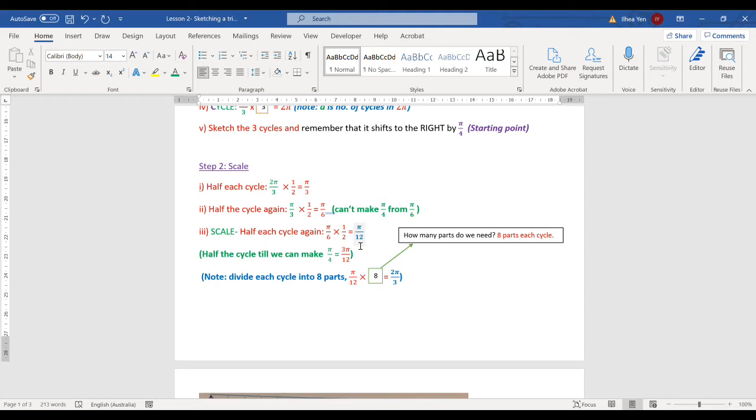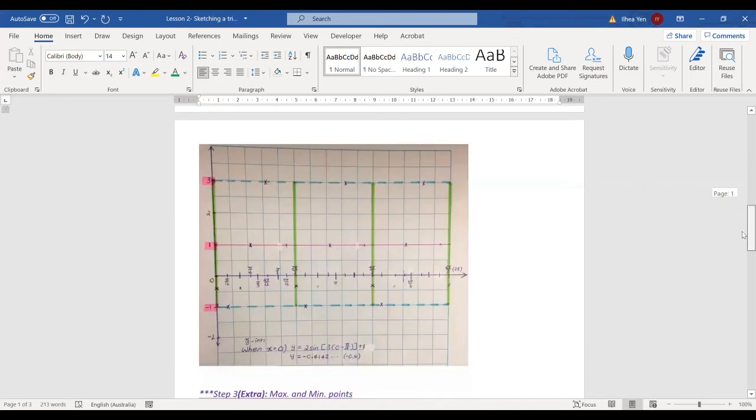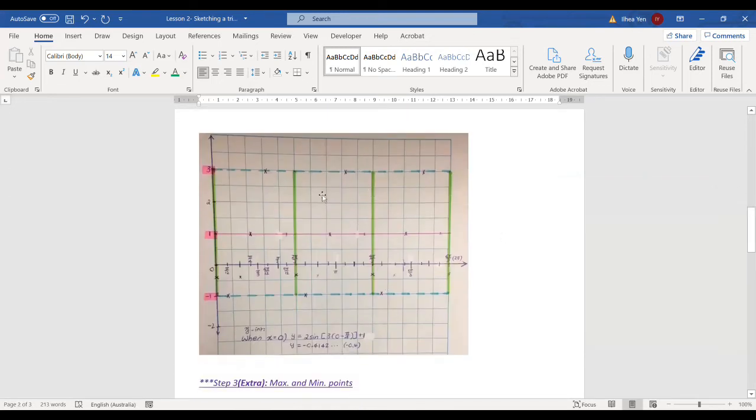But you probably think, oh, how do I know how many parts I need for each cycle? I think I mentioned that in the first video as well. You use your scale times however many parts equals 2 pi over 3. The important thing is your period, 2 pi over 3, has to be the key here. So your scale times how many parts has to equal 2 pi over 3. In this case, 8. So you know that each cycle has 8 parts. All right, so then this is what you will have roughly.